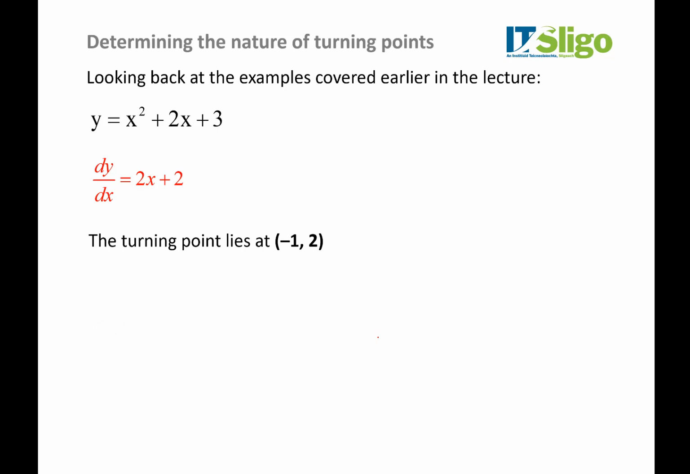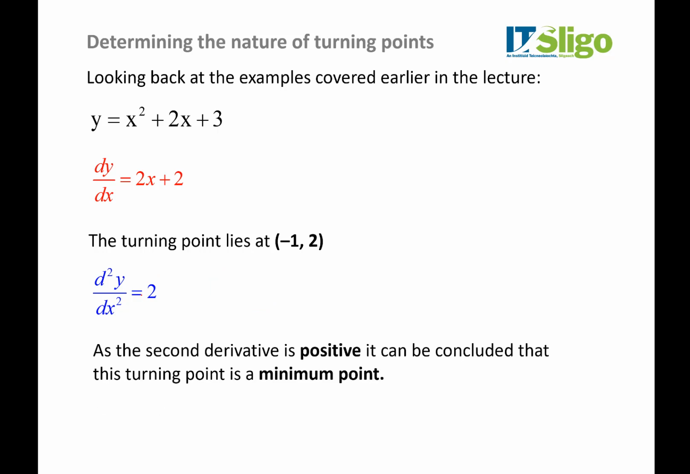But now we get the second derivative. We can see this is positive. So that means officially and definitively we're looking at a minimum point. So I don't need any graph. I don't need any kind of interpretive analysis. My second derivative tells me definitively it's not the 2, it's the positive. It's a positive value. As the second derivative is positive, it can be concluded that this turning point is a minimum.